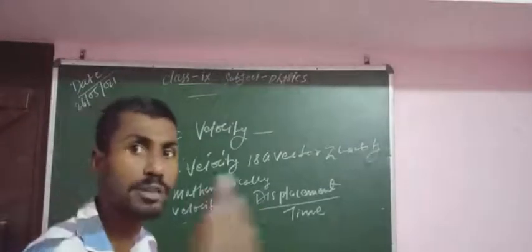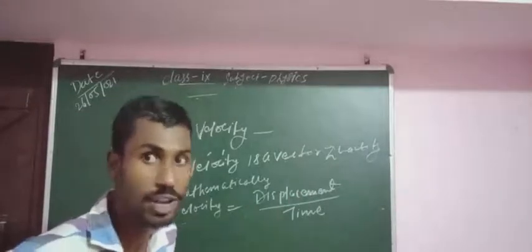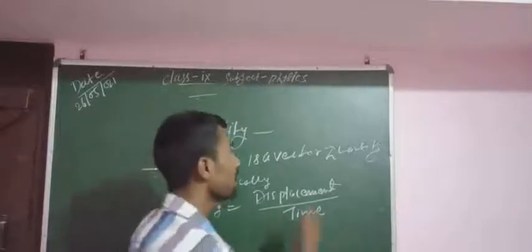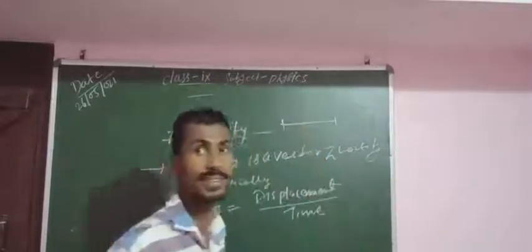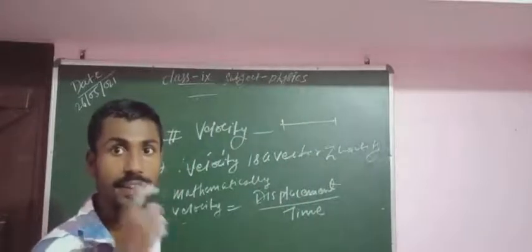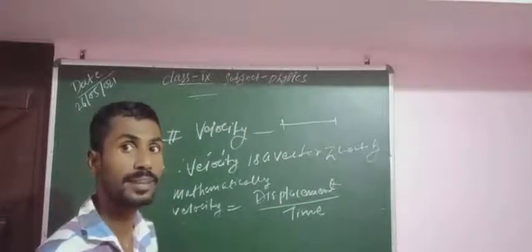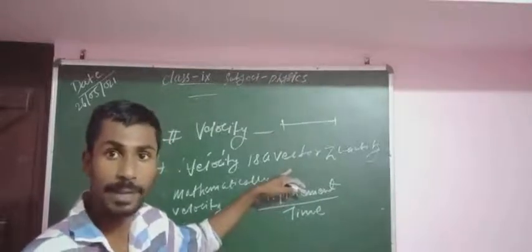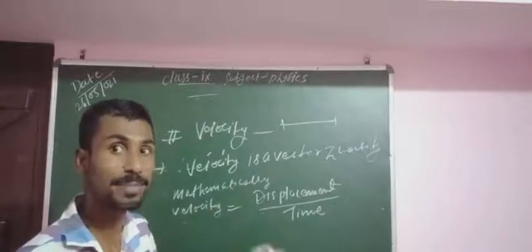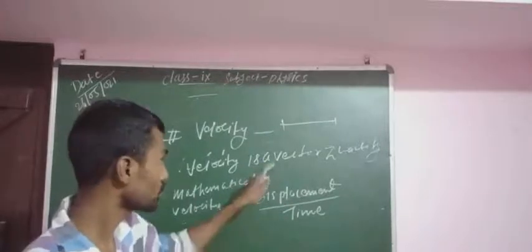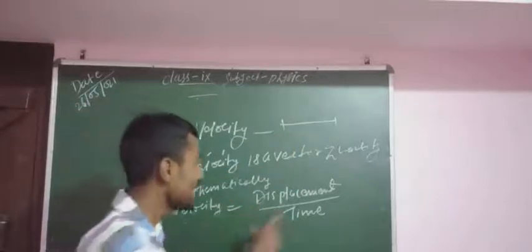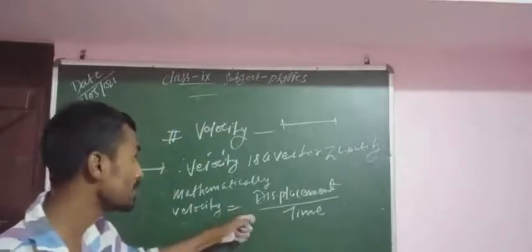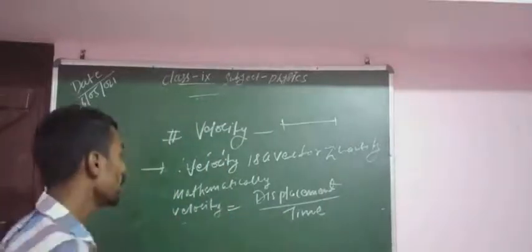That means something is changing with respect to time. Everything changes with respect to time. Here, displacement changes with respect to time. Displacement is a straight line, the shortest distance between 2 points, as I told you in the previous classes. When displacement changes with respect to time, it's called velocity.